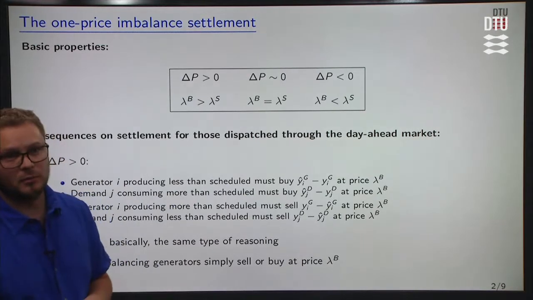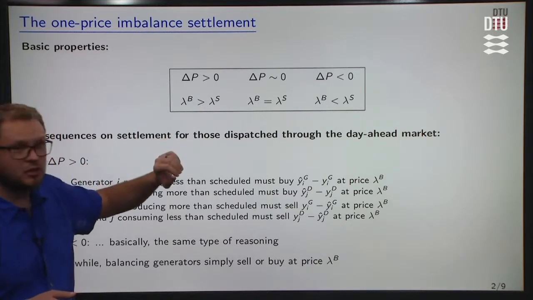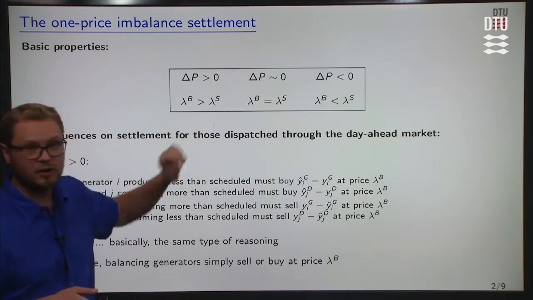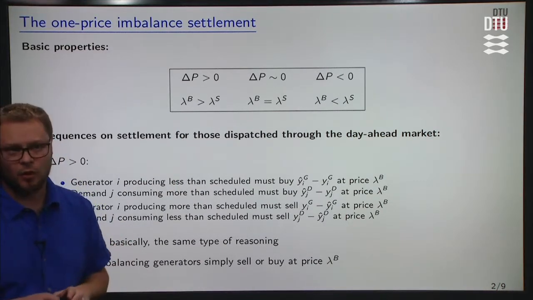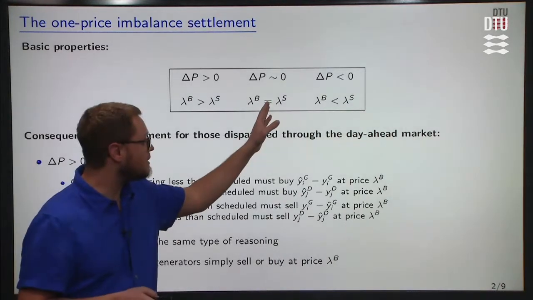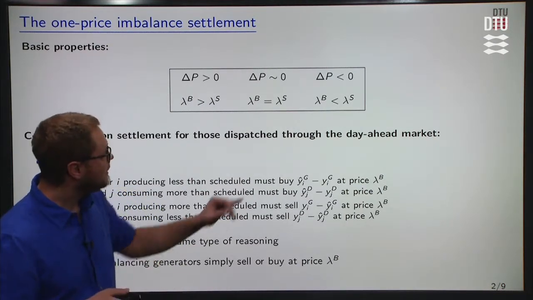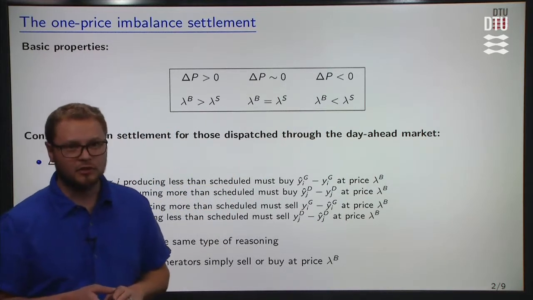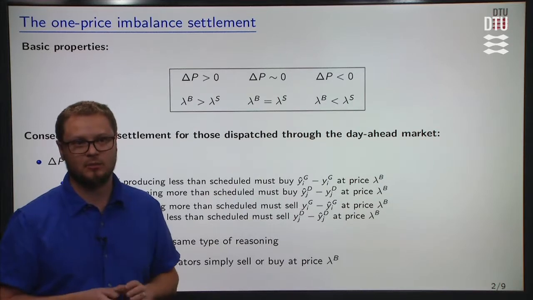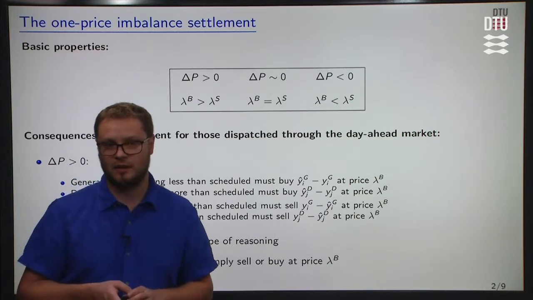The first approach to settlement is the one price imbalance settlement. In that case, we consider that lambda B is the price for all situations. For upward regulation, we expect lambda B to be higher than lambda S, since all the offers for upward regulation were made at a price that is higher than lambda S. In the case where there is no imbalance, somehow lambda B is equal to lambda S. Then finally, in the case of downward regulation, we will have lambda B, which is less than lambda S, since all the offers expressed by the balancing generators were with prices lower than the day-ahead price.